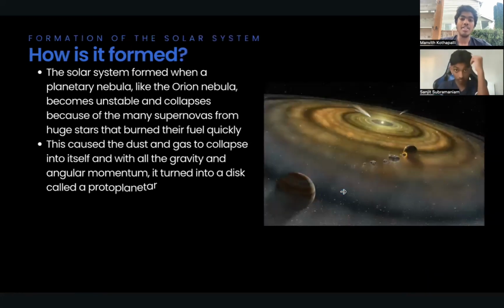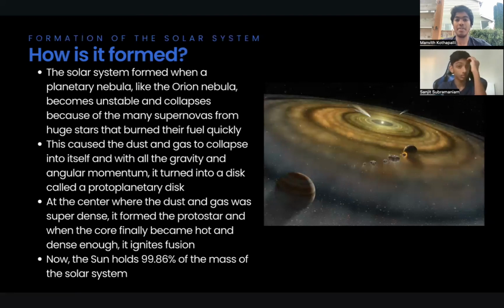Now let's talk about how the solar system formed. The solar system formed when a planetary nebula, like the Orion Nebula, became unstable and collapsed because of the many supernovas from the huge stars that burned their fuel too quickly. This caused the dust and gas to collapse into itself, and with all the gravity and angular momentum, it turned into a disk called a protoplanetary disk.